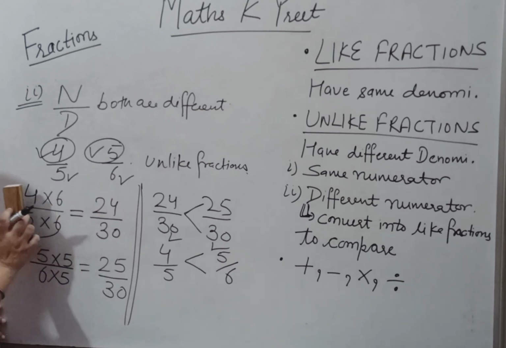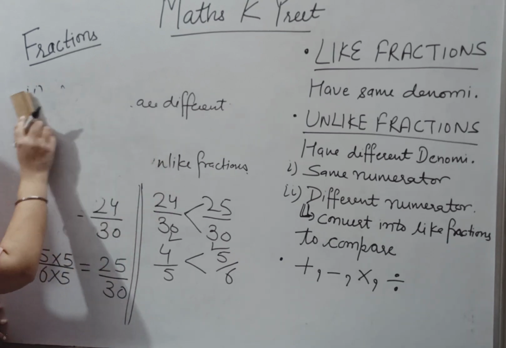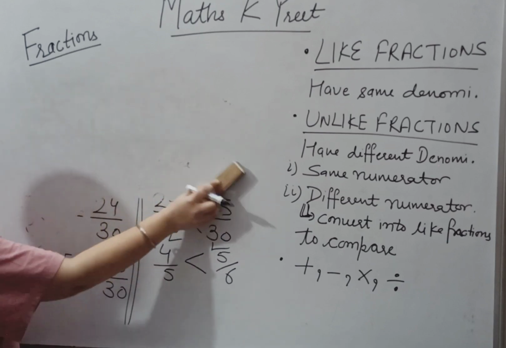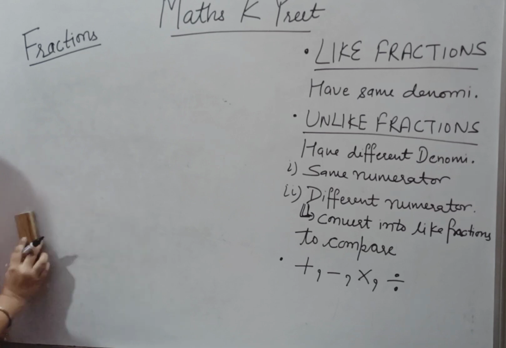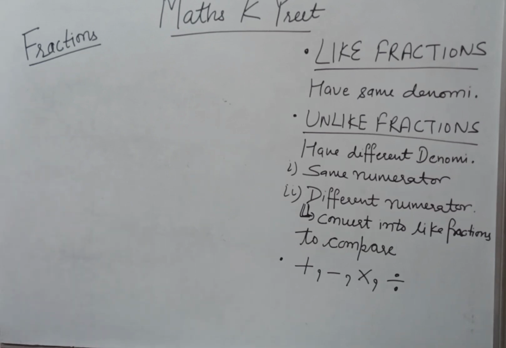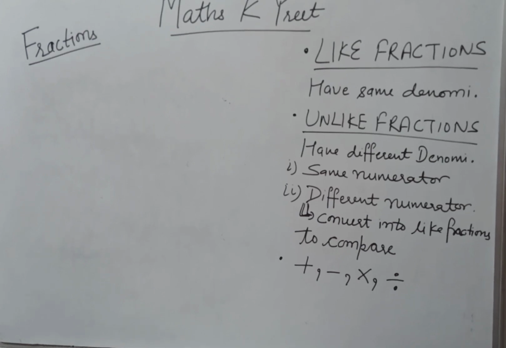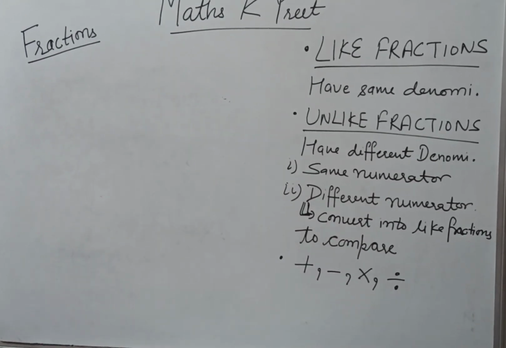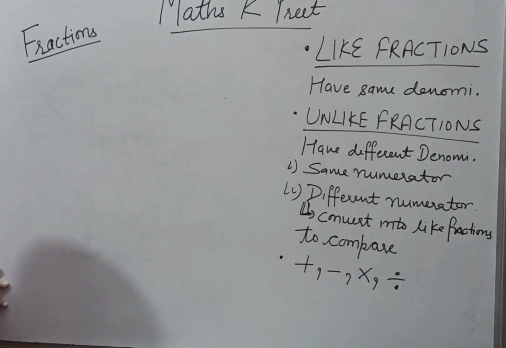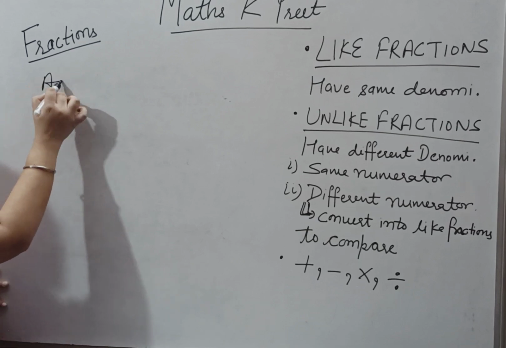So this was all about the types of fractions. In the last video I have discussed other types as well. Like and unlike are here in this video. Next we will learn how to operate on two fractions. The basic operations in mathematics are addition, subtraction, multiplication and division. We have discussed every corner of the chapter in these two videos, the last one I uploaded and this one. So next is how to add two fractions.